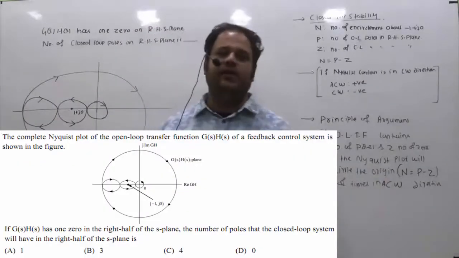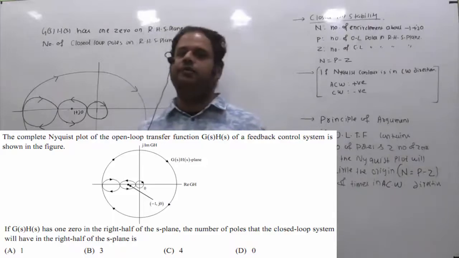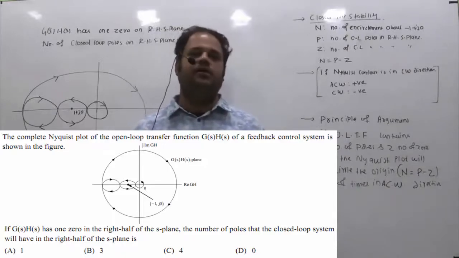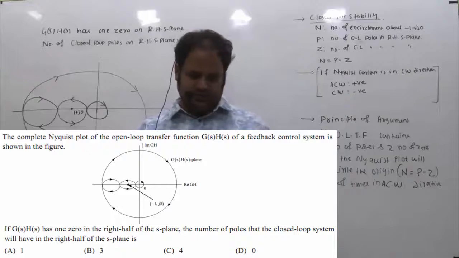This question is asked in GATE 2021 of electronics. This is one more question from control systems and based on the Nyquist plot concepts.